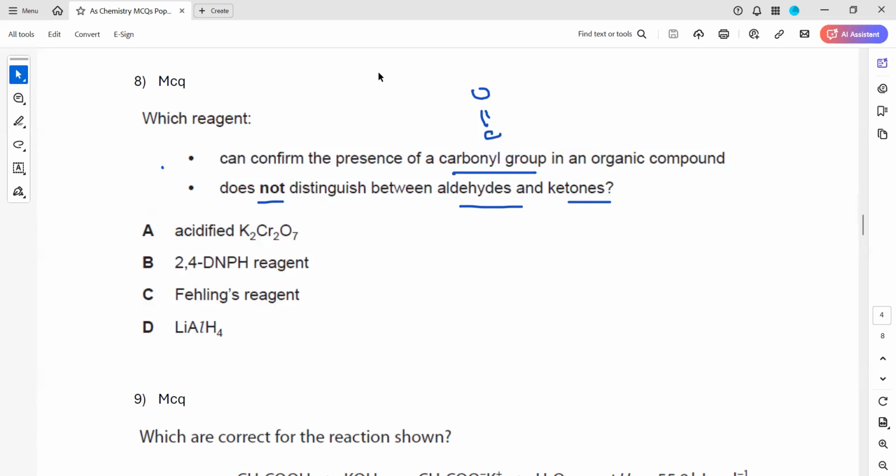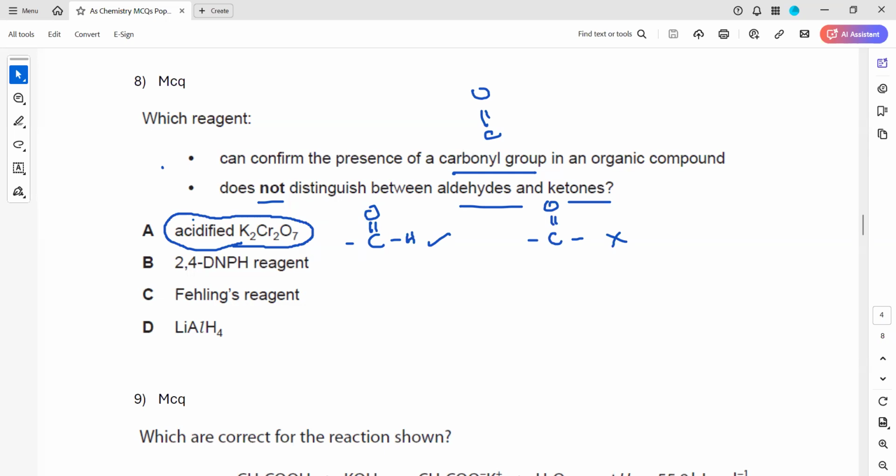Acidified potassium dichromate. Because what we want to do, we want to acidify potassium dichromate. It is an oxidizing agent. So if it is an aldehyde, it will give a positive result. But if it is a ketone, it gives a negative result. So acidified potassium dichromate can distinguish between an aldehyde and a ketone.